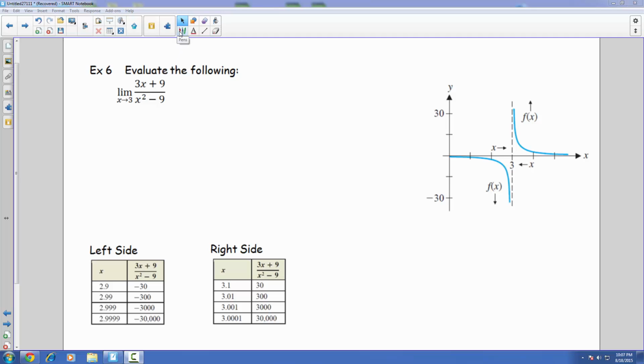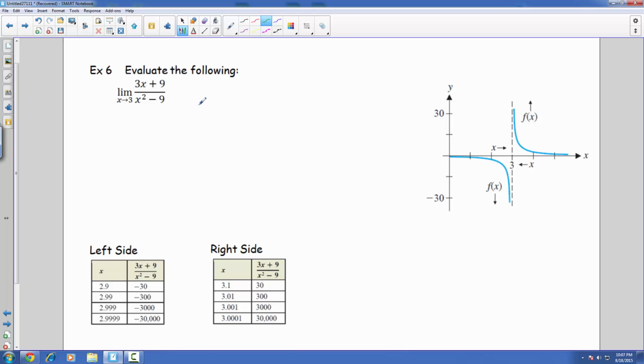Here we are at example 6 from the 1.2 set of notes. We are asked to evaluate this limit, the limit as x approaches 3 of this particular function. Now it looks incredibly similar to example 5, but there is one mere difference, and that is simply that the limit as x approaches positive 3 in this case. Last time it was negative 3.